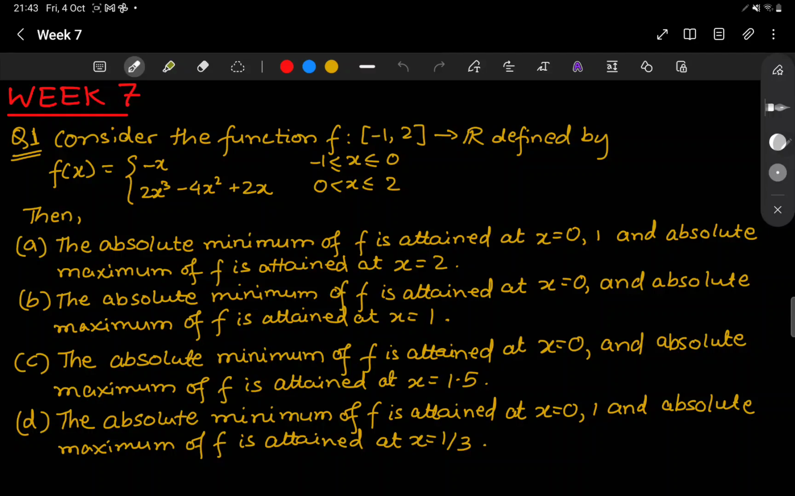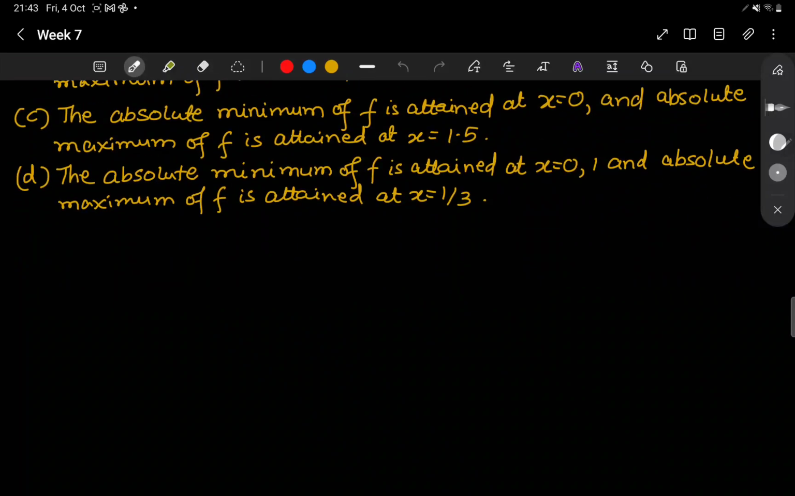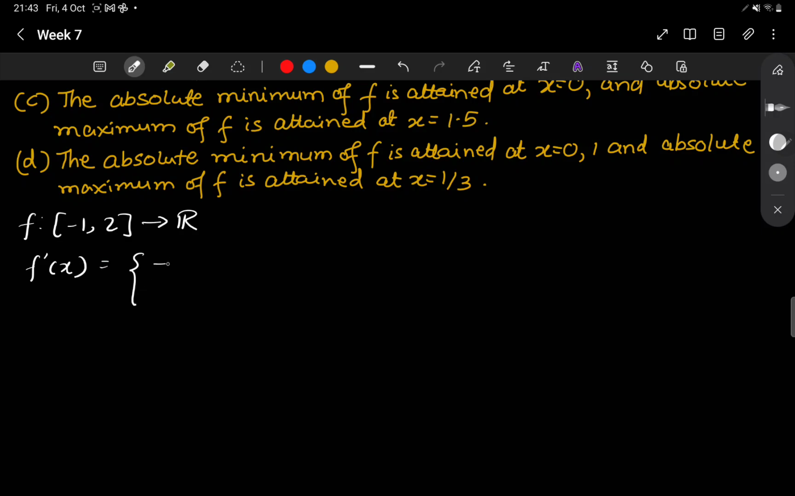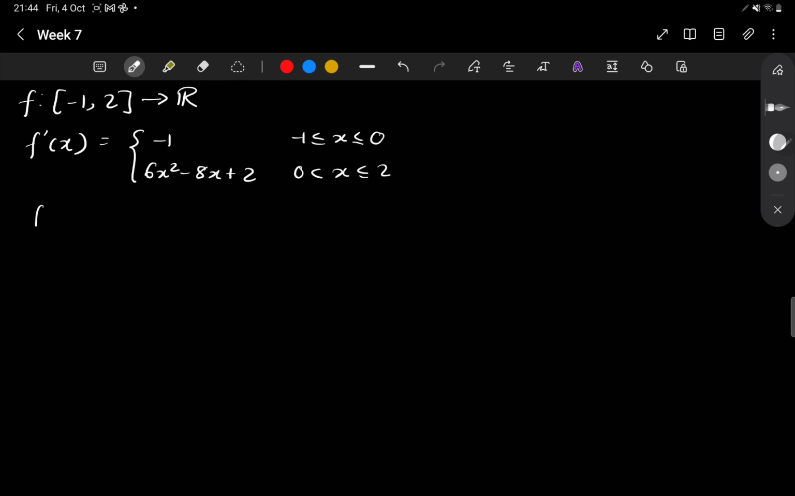Okay, let us now discuss the solution. So we have the function definition. The function is from -1 to 2 to the set of real numbers, and since it's a piecewise function, the derivative is also going to be piecewise, in the same interval. And the double derivative.